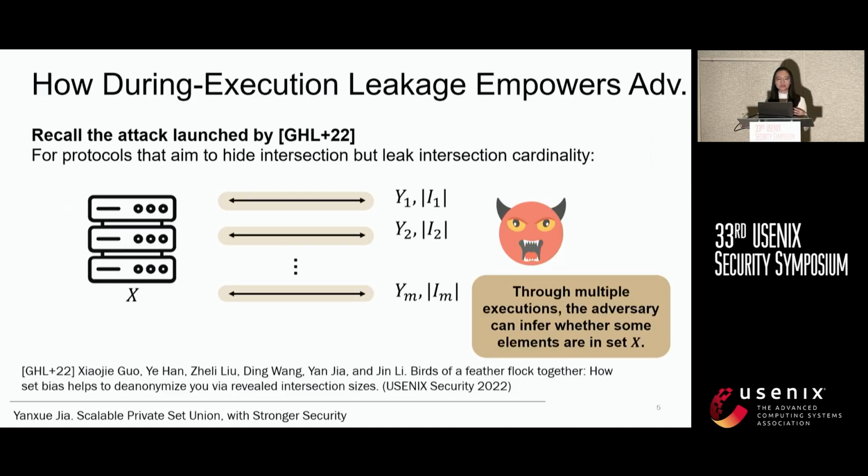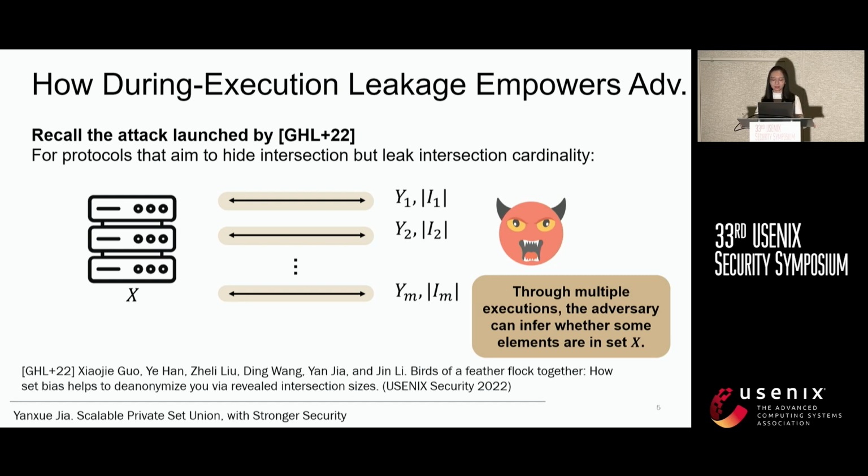Next, I will use an example to explain how the during-execution leakage can empower the adversary. We use the attack launched by Guo's work, which also appeared at USENIX Security 2022, to explain it. This attack aims to attack the protocols that hide the intersection but leak the intersection cardinality, like PSU.